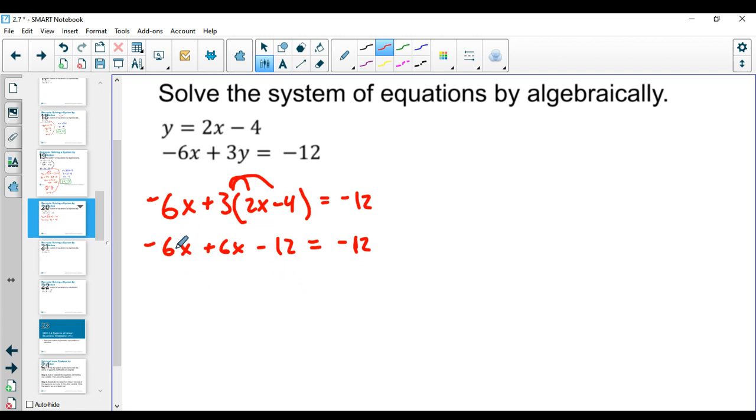Now, something interesting happens here. What's minus 6x plus 6x?